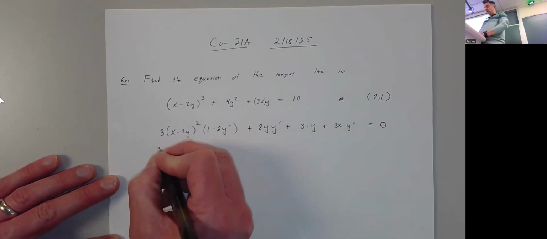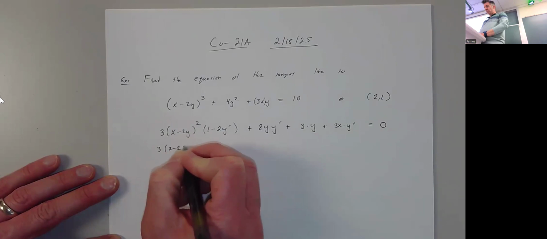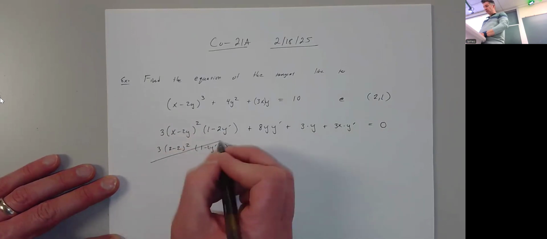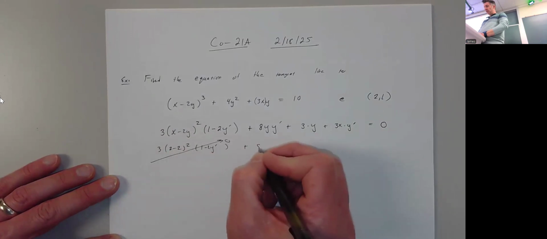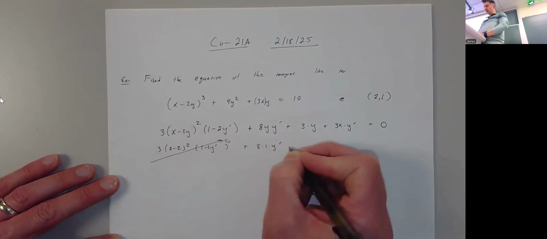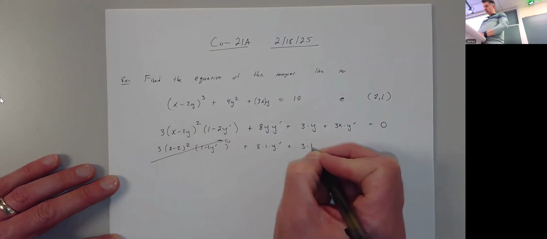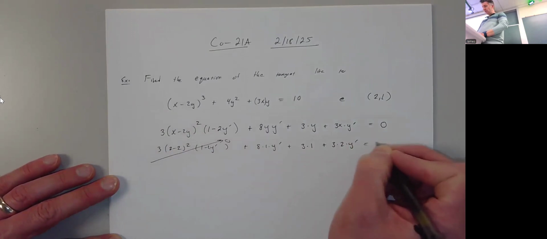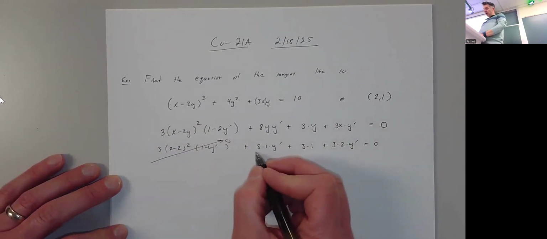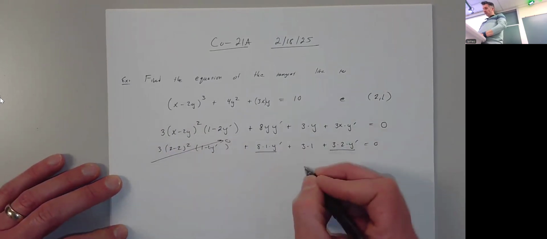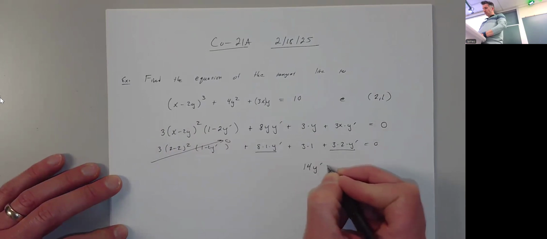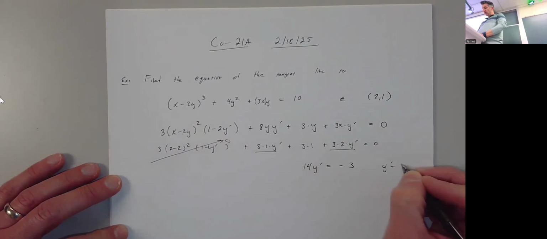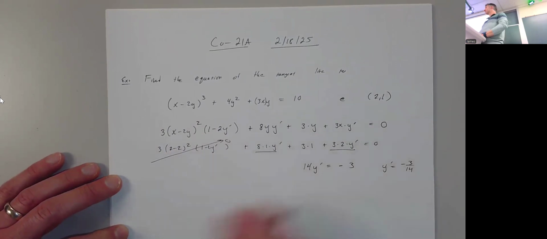We're going to get 3 times 2 minus 2 squared times, it doesn't really matter. That's all going to be 0. Plus 8 times 1 times y prime, plus 3 times 1, plus 3 times 2 times y prime is equal to 0. So let's see, I've got 8y prime plus 6y prime. I've got 14y prime equal to negative 3. So my slope is going to be negative 3 over 14.